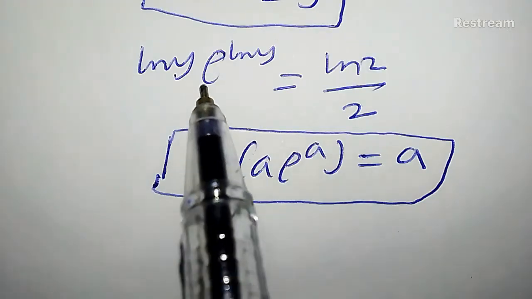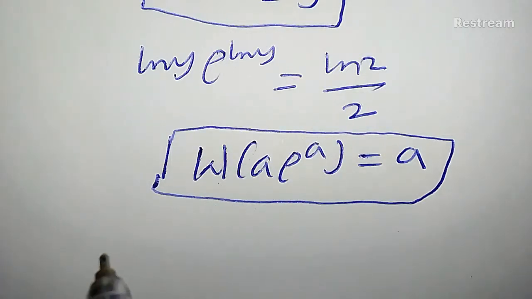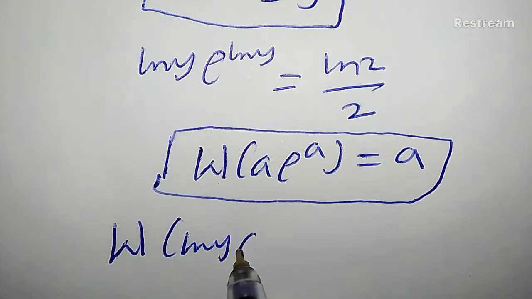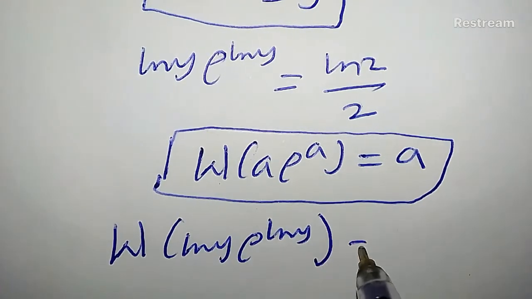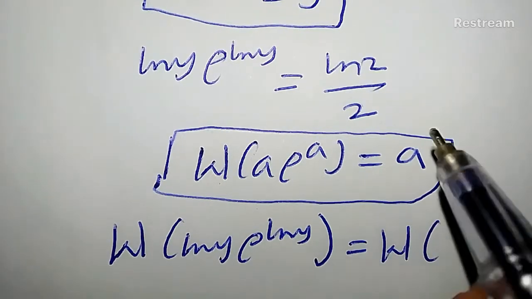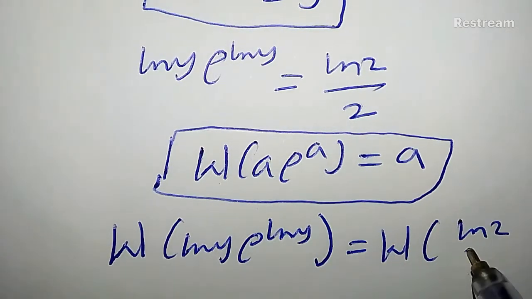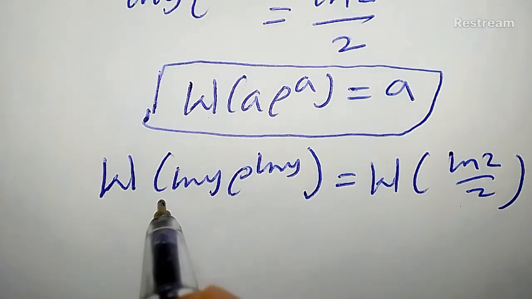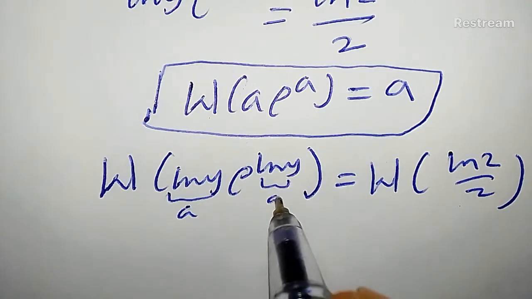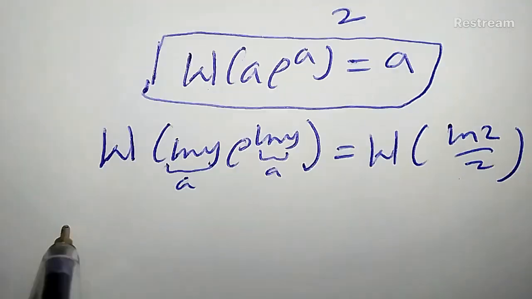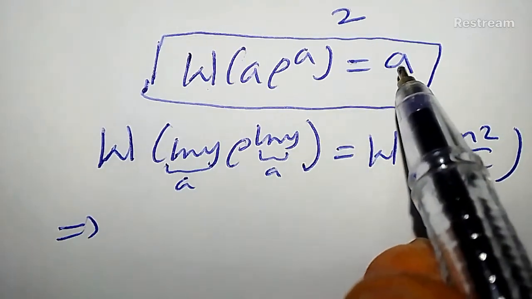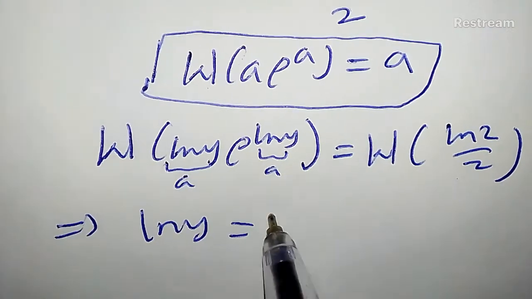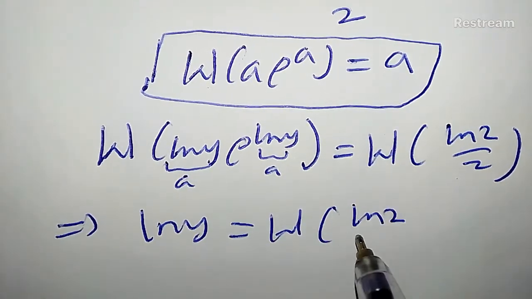So now, taking Lambert W function of both sides, we're going to have W of this left hand side, ln y times e to the power of ln y, equal to W of this right hand side, ln 2 over 2. Now, by comparing this left hand side with this guy, you will observe that ln y is a. ln y happens to be a. So this implies that what is a now? a is ln y, equal to W of ln 2 over 2.